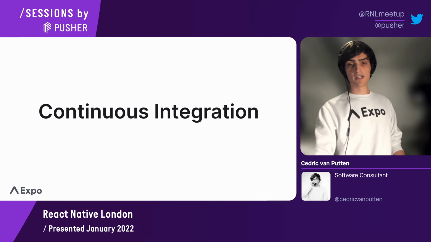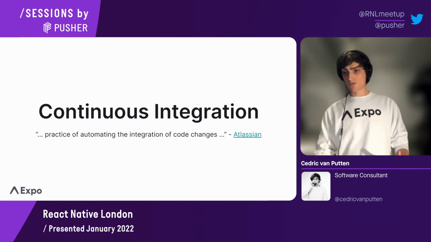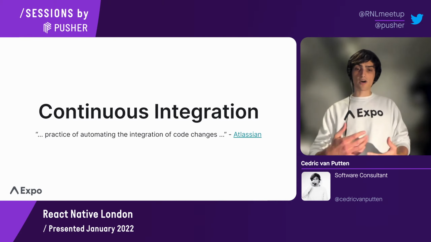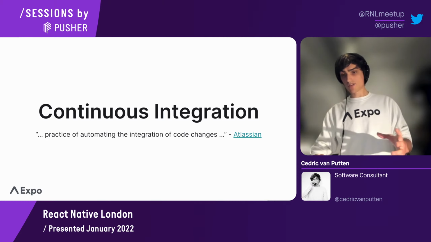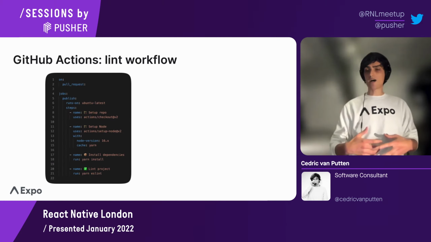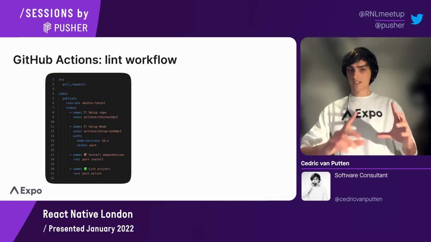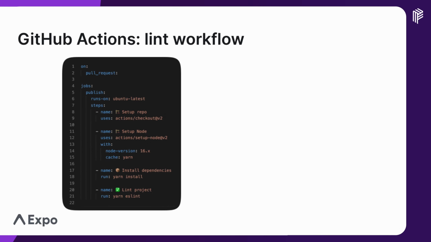So first up, I found a really nice quote from Atlassian where they say practice of automating the integration of code changes, which is perfectly correct because it's exactly that. So how do we implement that within our Expo app? You can see a very simple workflow that is just 21 lines long, and it can even be shorter because I use white lines and optional names, but this is it. With this, you already have some form of CI.